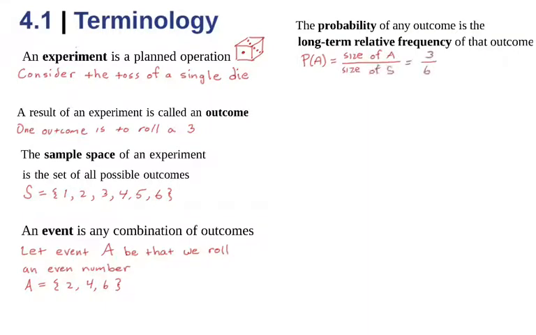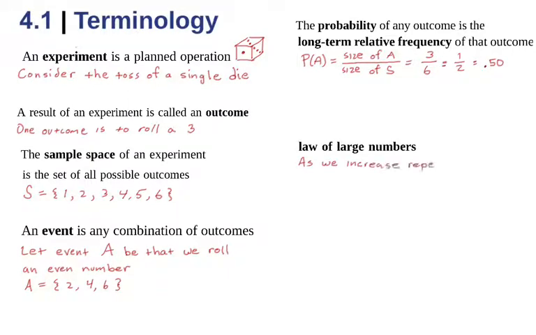And a probability is going to be a ratio of the size, or what we call the cardinality, of the event divided by the size or the cardinality of the entire sample space. Since there are 3 outcomes or items inside of event A, and 6 outcomes or items inside of the sample space, we would go 3 divided by 6, which gives us about half, or 0.50.